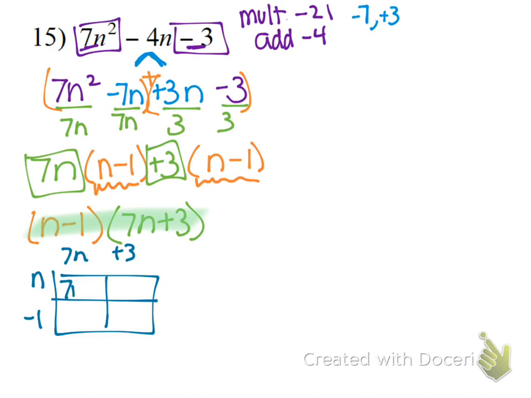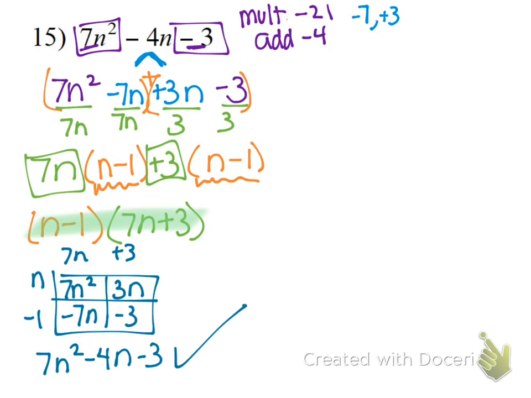So when I do that, I get 7n squared minus 7n, plus 3n, and negative 3. So what does that add up to? I get 7n squared minus 4n minus 3. Is that exactly what I started with? Yes. So that's how I know that I did it correctly.